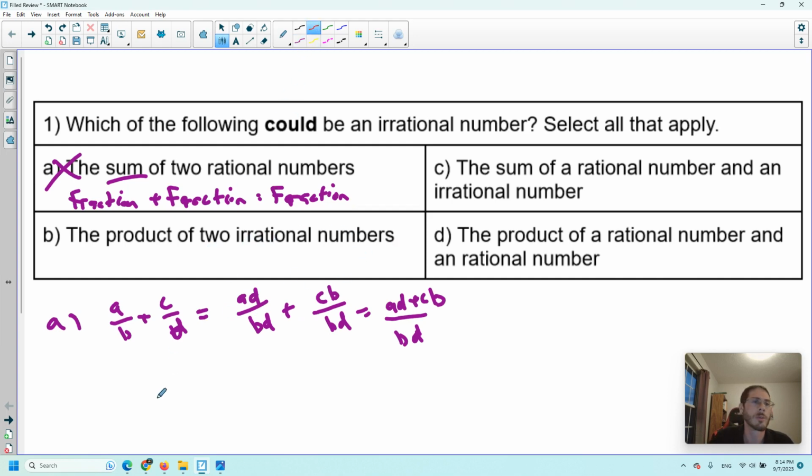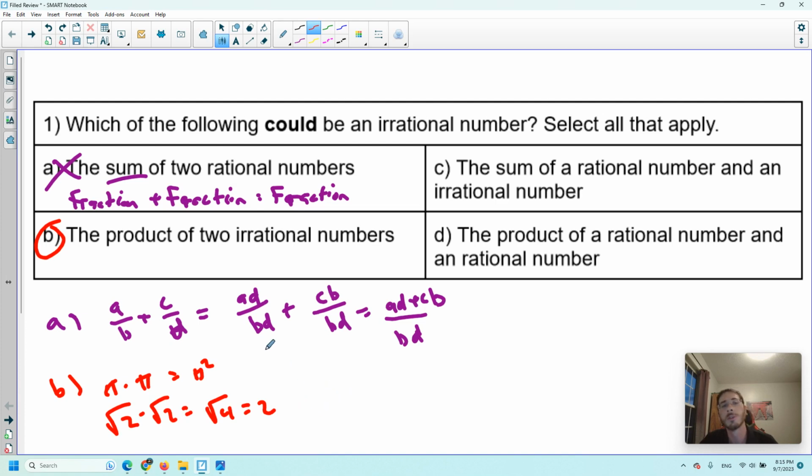For B, it says the product of two irrational numbers. We have to be careful with this one because I have to think of two irrational numbers. Everybody loves pi. If I do pi times pi, we get pi squared, and that's not a number we can write as a fraction. So that does work out. We have to be careful, there are some that don't. Square root 2 times square root 2 is the square root of 4, but the square root of 4 is 2. So it's possible this one ends up being rational, but since we're doing could instead of must, this one is okay because that one does work.